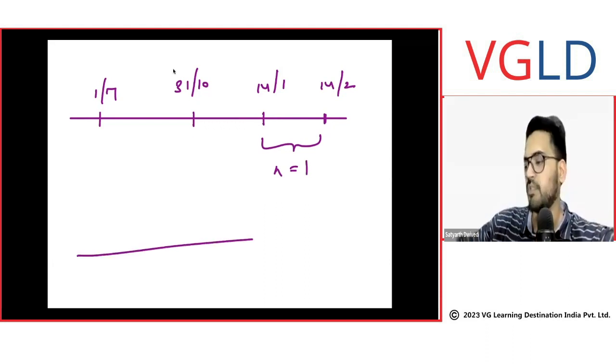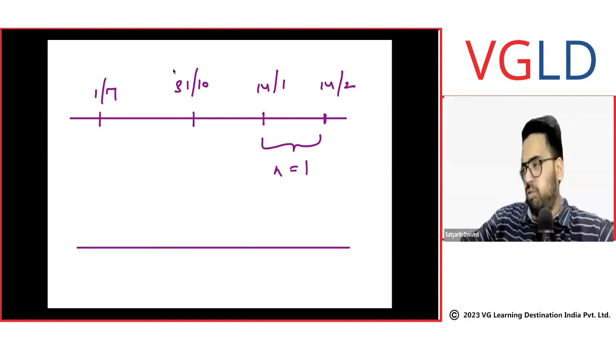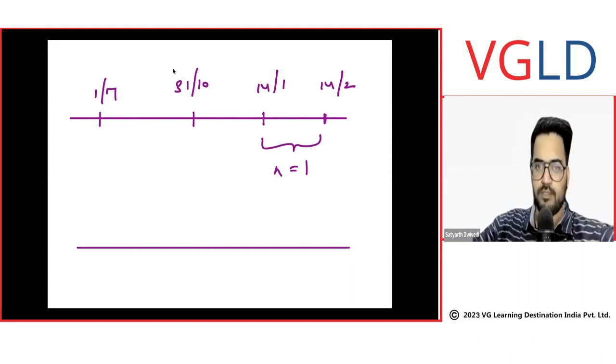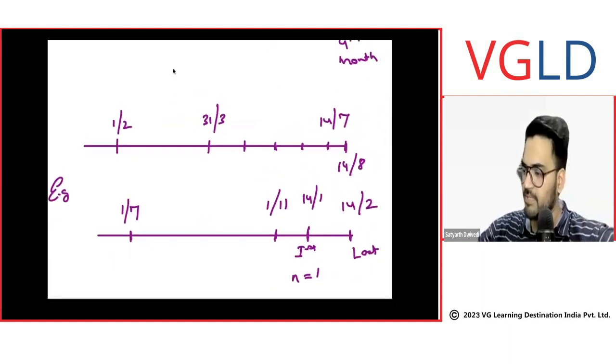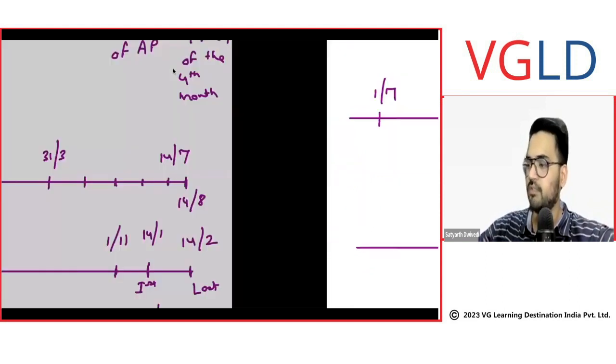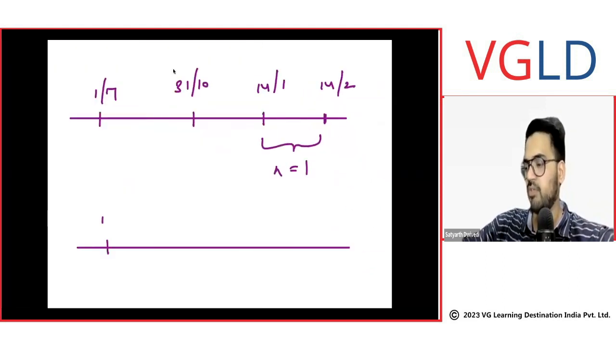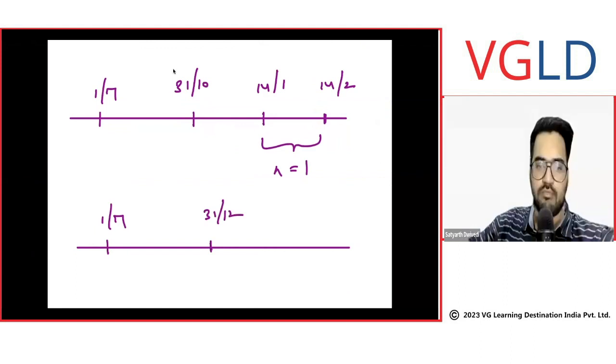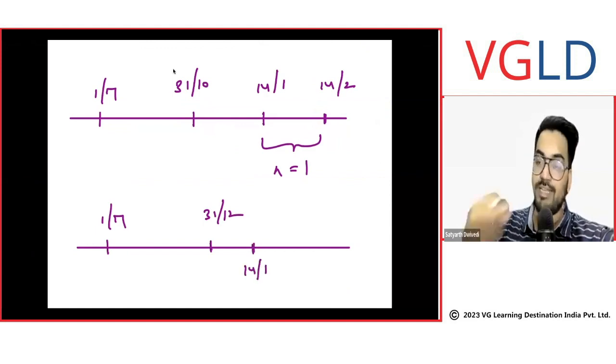Again, suppose we have a 6 months AP. Did we take 6 month AP? July, August, September, October, November. We have a 6 month AP. So 1st July to July, August, 31st of December. Right? When is the first installment due? 14th of January. When is the last installment due?